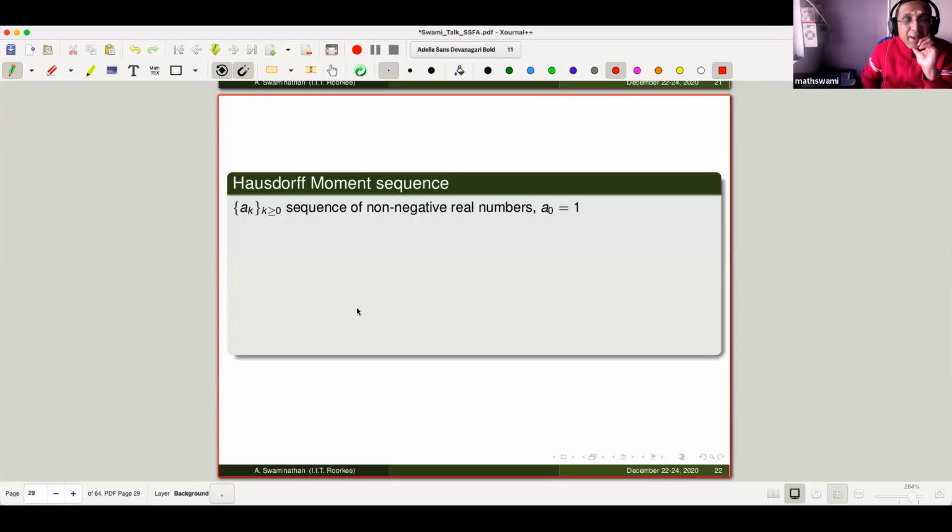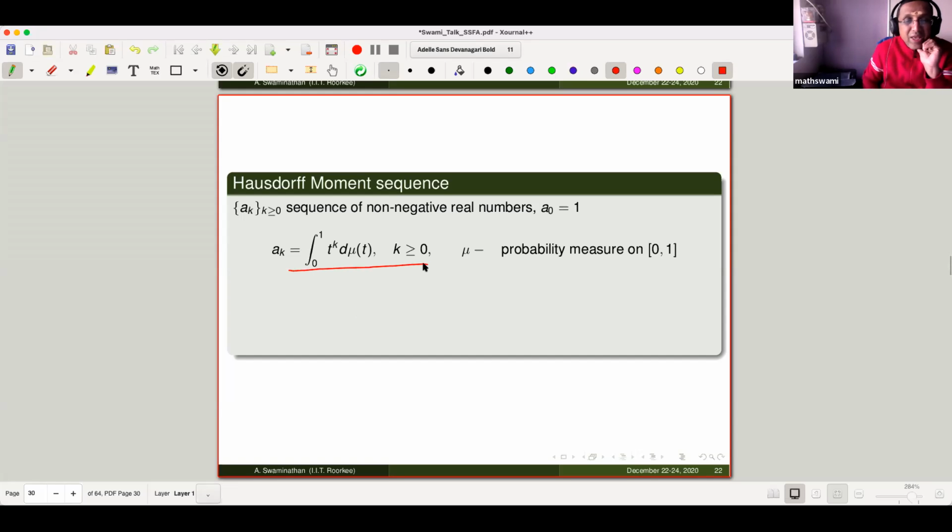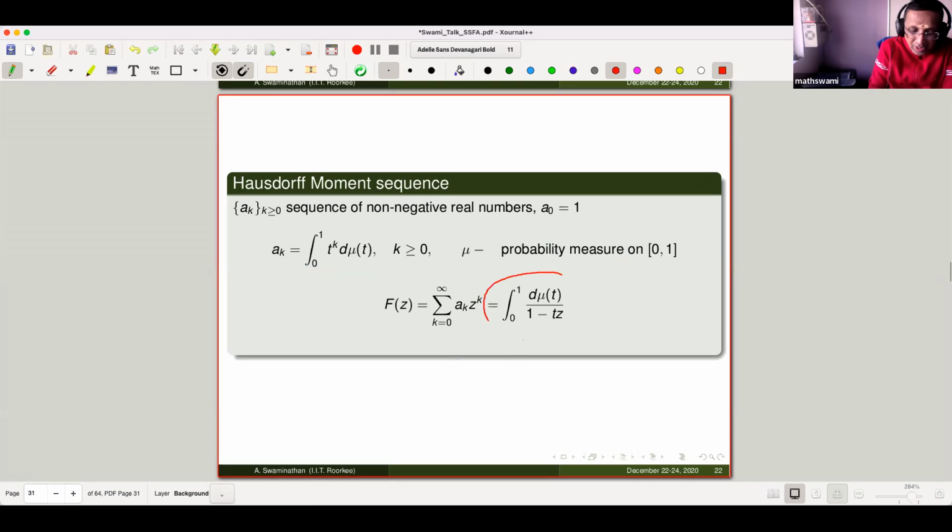The point is, let a_k be a sequence of non-negative real numbers with a_0 equal to 1, and this a_k satisfies this particular moment equation: a_k equals the integral from 0 to 1 of t to the power k d mu of t, where mu is a probability measure on [0,1]. So we take all such moments and try to form a series for which these a_k are coefficients. This series will precisely have an integral representation of this form. So f of z is going to be such a series, and these moments are called Hausdorff moments because we are taking the interval between 0 and 1. In fact, this f is considered to be the generating function for these moments.